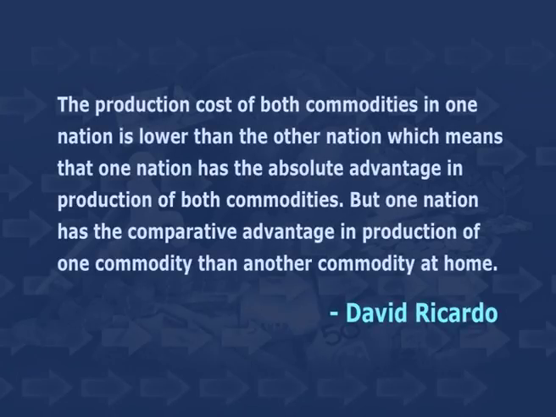According to David Ricardo, the production cost of both the commodities in one nation may be lower than the other nation, which means that one nation has the absolute advantage in production of both commodities, but one nation has the comparative advantage in production of one commodity than another commodity at home. Therefore, the nation has the comparative advantage in production of that commodity. According to Ricardo, a country produces the commodity in which it has either more comparative advantage or less comparative disadvantage.